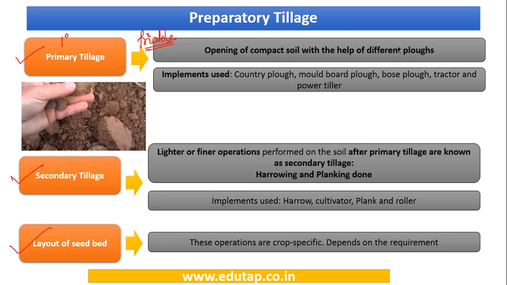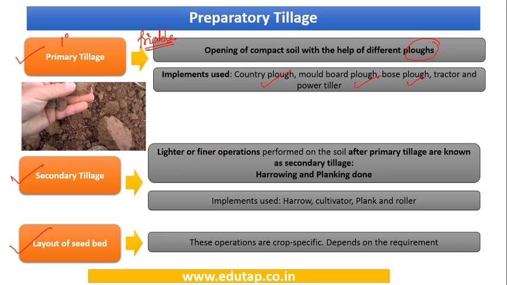And how is it done? Basically plows are used. Okay, so you have the implements of country plow, mold board plow, Bose plow, tractor and power tiller. As we said, we can take up a separate live session wherein we shall have a look at the various tillage implements. Okay, next we have secondary tillage.